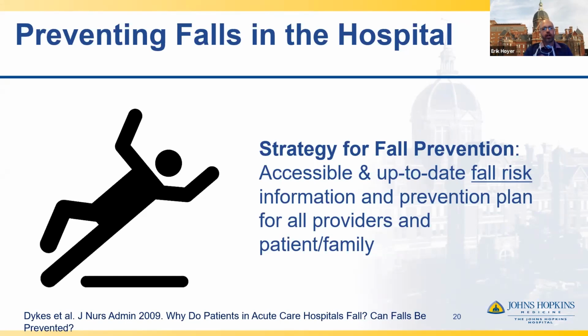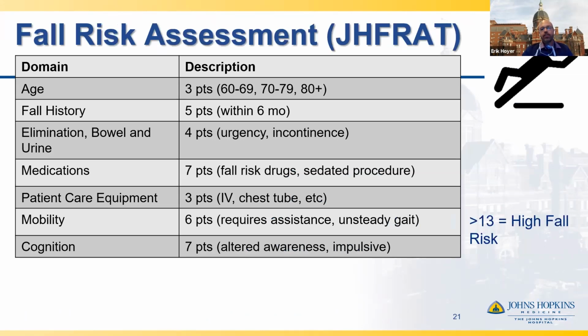One of the strategies, and a lot of work has been done by nursing leaders here at Johns Hopkins, has to do with fall risk assessment. What's really well recognized right now is that a strategy for fall prevention is to have accessible and up-to-date fall risk information and a prevention plan for all providers, patients, and families. And this is the tool that we use here at Johns Hopkins. It's called the Fall Risk Assessment, or the JFRAT, and it has these different components.